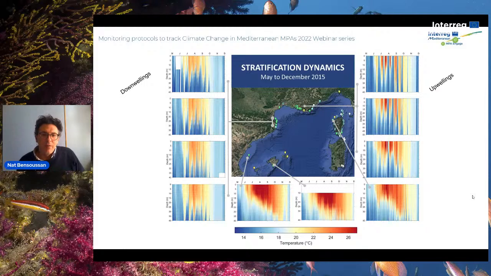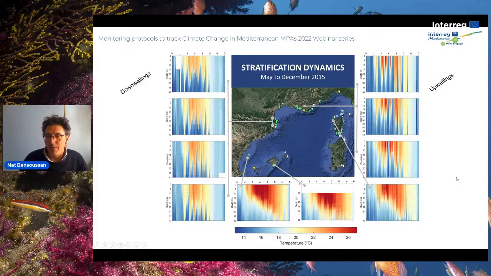And we obtained for the very first time some detail and insight on the stratification dynamics across spatial scales, showing, for instance, here along the Catalan coast in the northwest Med, along the coast of Provence, Corsica, Balearic Islands. And what we observe is the strong dynamics with, for instance, the influence of wind-induced downwellings along the Catalan coast versus the manifestation of upwellings, interrupting the seasonal stratification along the coast of Provence versus more stable and warmer conditions in Corsica and Balearic Islands.